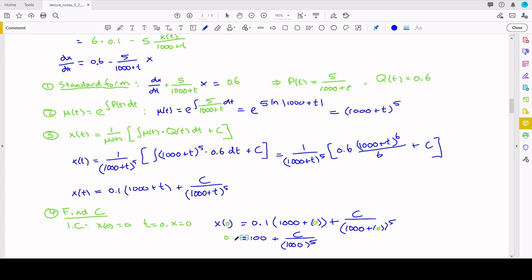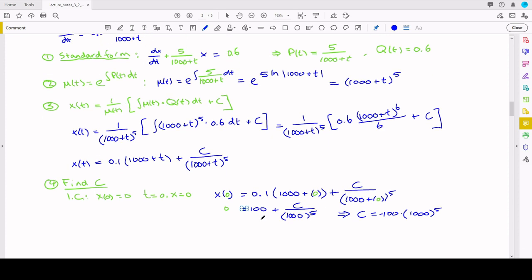We bring that 100 to the other side, and then we multiply both sides times 1,000 to the power of 5. So we get c equals negative 100 times 1,000 to the power of 5. You could simplify that, but I'll leave it like this.